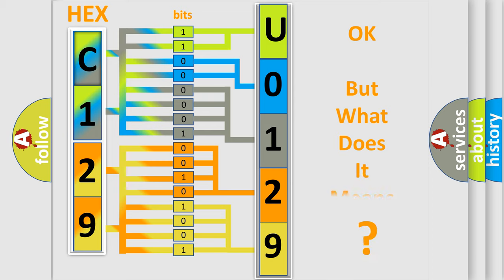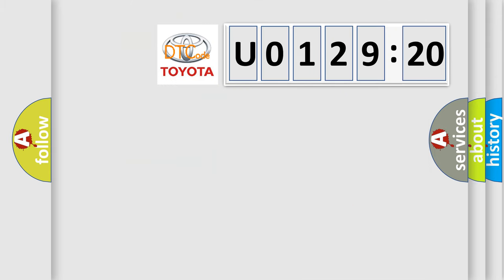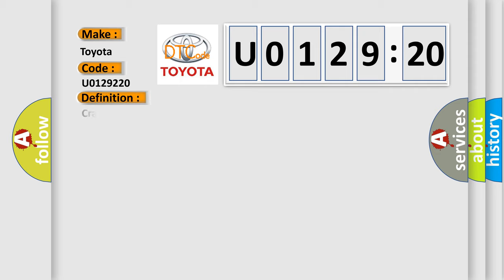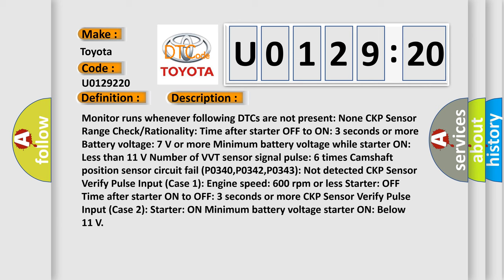The number itself does not make sense to us if we cannot assign information to what it actually expresses. So, what does the diagnostic trouble code U0129-220 mean specifically for Toyota? The basic definition is crankshaft position sensor A circuit. And now this is a short description of this DTC code.